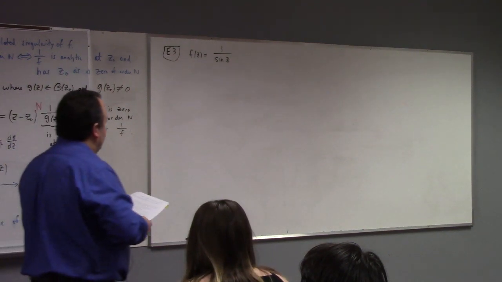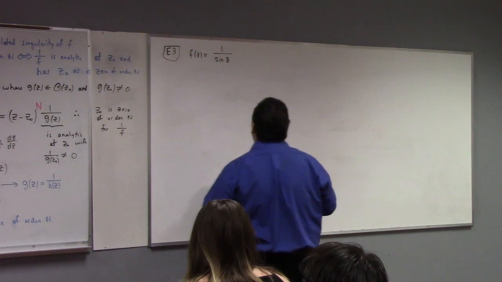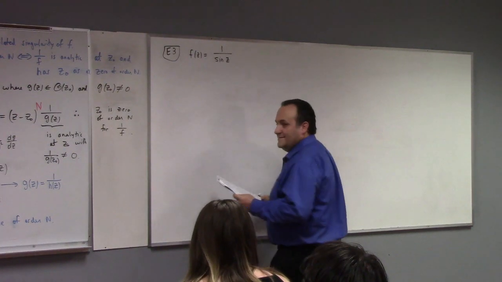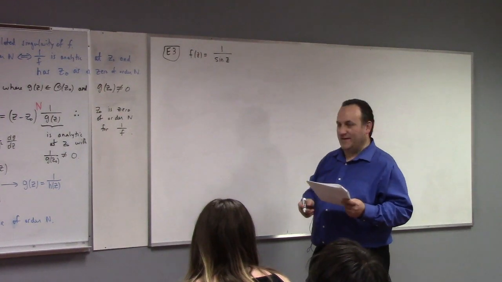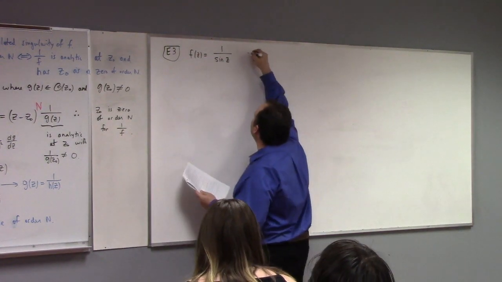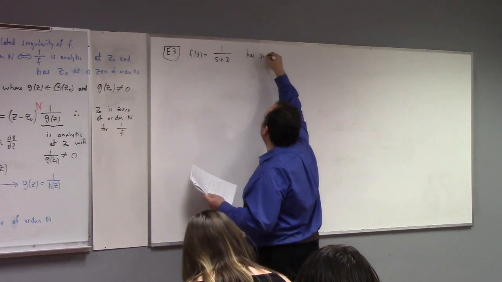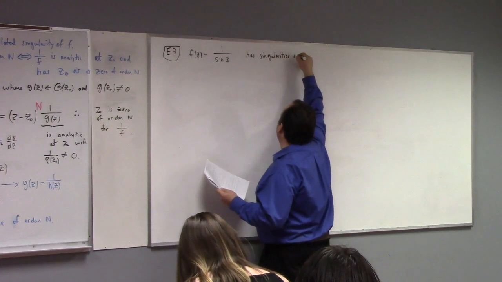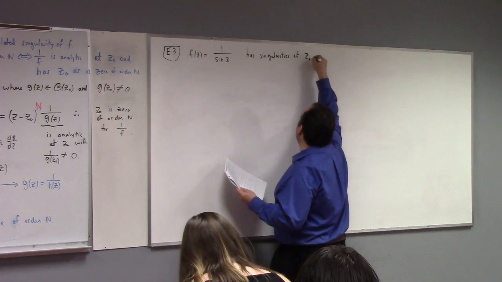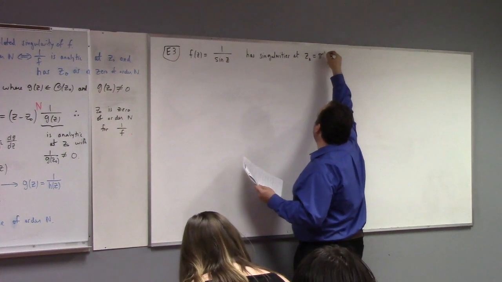If only there was some way to write this. 2 pi k is half right. 2 pi k. Pi k. Yeah, pi k is it. So this has singularities at, let's say, z sub k equal to pi k. All right?